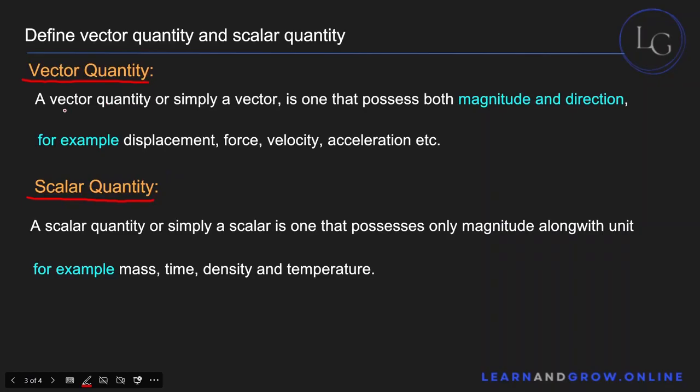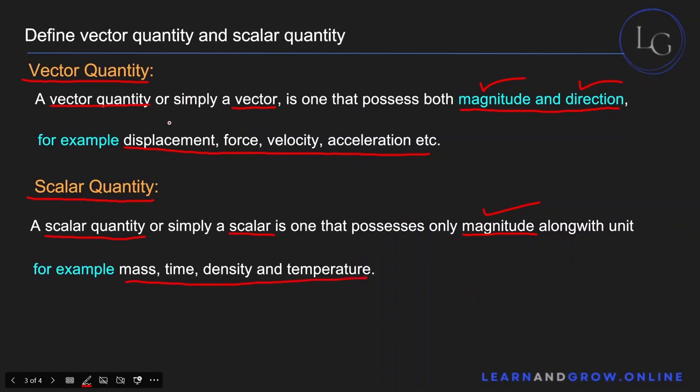So, a vector quantity, or simply a vector, is a quantity that possesses both a magnitude and a direction. Remember this, a magnitude and a direction. And these are some examples, and I'll get to what they mean later. Let's first discuss the basic definition of a scalar quantity. A scalar quantity, or a scalar, is one that possesses only a magnitude. So you see that a vector has a magnitude and a direction, but a scalar quantity has only a magnitude. It does not have a direction. So examples are these.